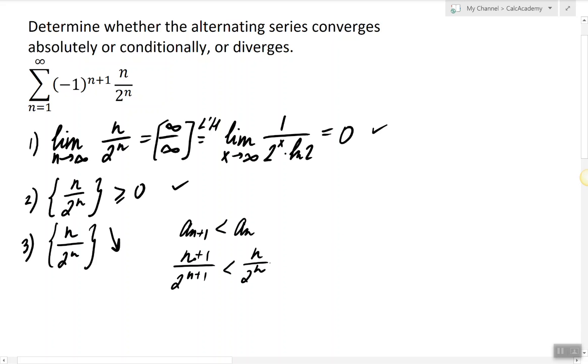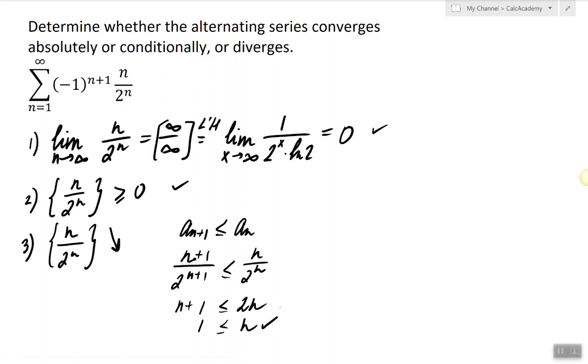And let's multiply both sides by 2 to the power n plus 1. So we get n plus 1 on the left less than 2n, and subtracting n from both sides, we get that n is greater than 1, which is the case when n is greater than 1. So starting at n equals 2, this sequence is decreasing.